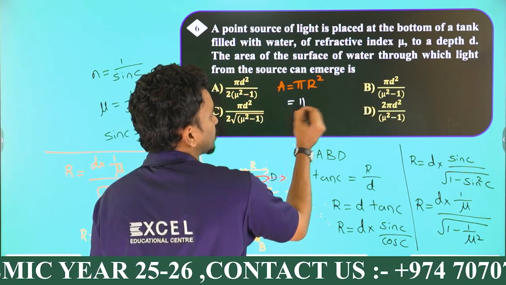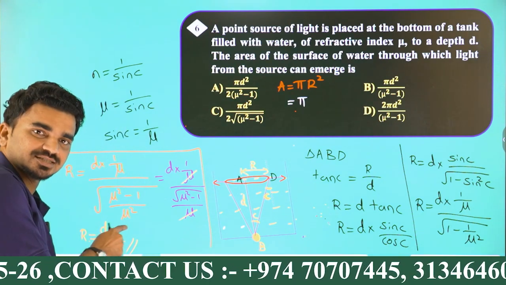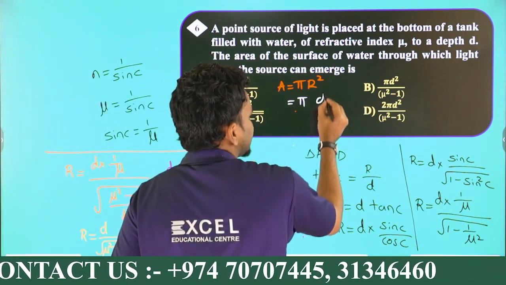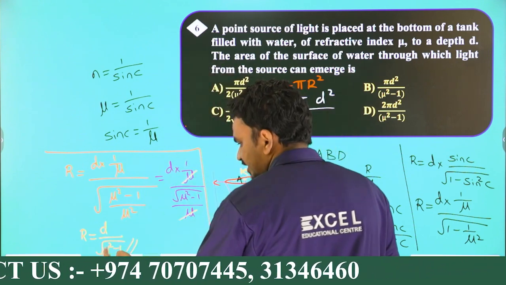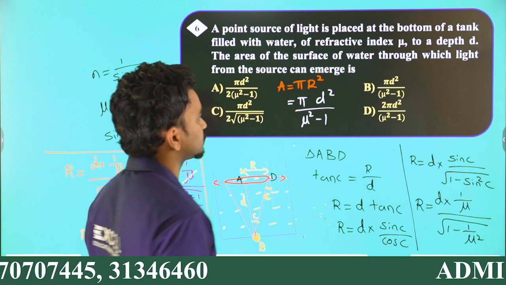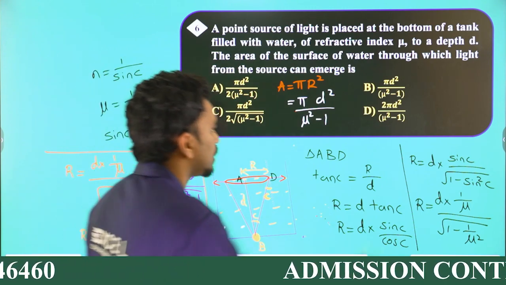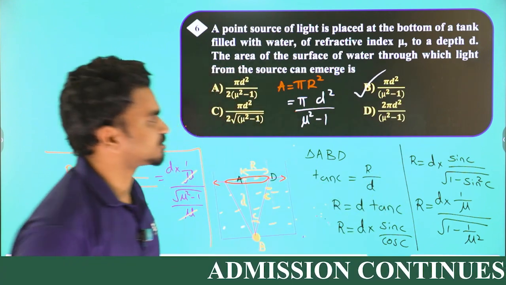What's the radius I got? I got the radius as this one. So square this. When I square that, I will get pi d square, and the root gets cancelled. Mu square minus 1. So pi d square by mu square minus 1. What's the option? Option B is the answer.